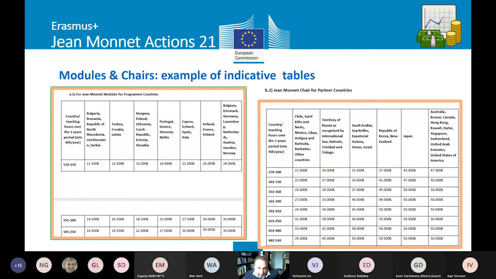So as you can see, for Module, in the first table, Belgium is in the last column. If you reach between 120 and 150 teaching hours during 3 years, the maximum is 28,000 euro of EU funds. And to get the maximum, you have to make at least 150 teaching hours during the 3 years, and so on and so on. It's the same for the chess.